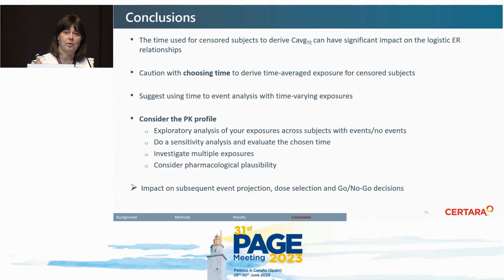So the things that we found most helpful in all our work is to explore in our analysis the exposures across our subjects, look very carefully at the exposures of subjects with an event and no events, do a sensitivity analysis when you pick a specific time that you want to use for the censored subjects, and investigate always multiple exposures, and most importantly, consider your pharmacological plausibility of choosing a particular exposure metric, because it all comes back, it has impact on subsequent event projection, dose selection, and go, no-go decisions.